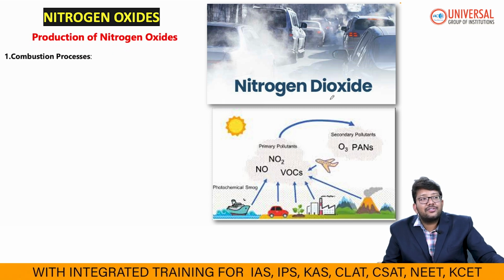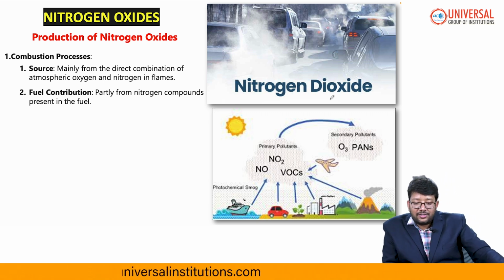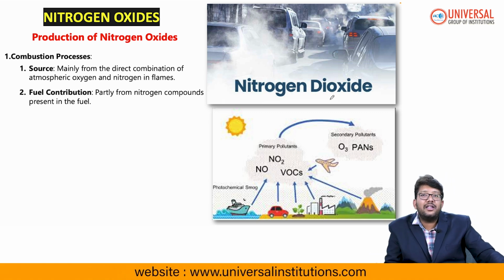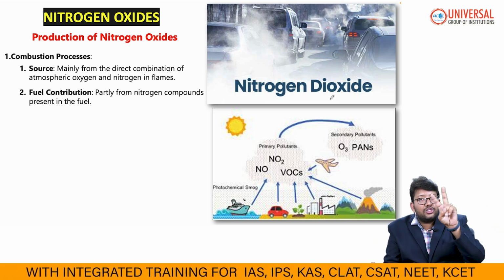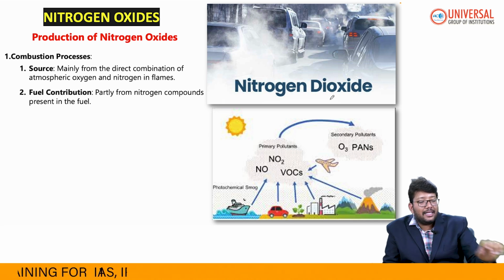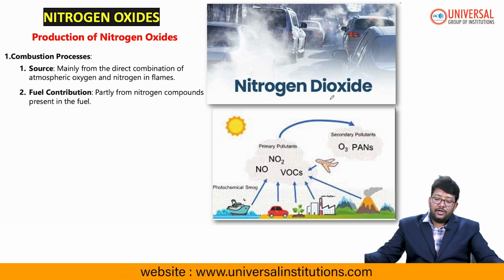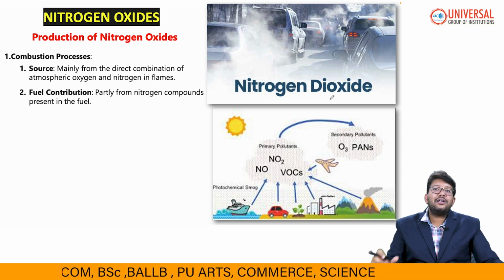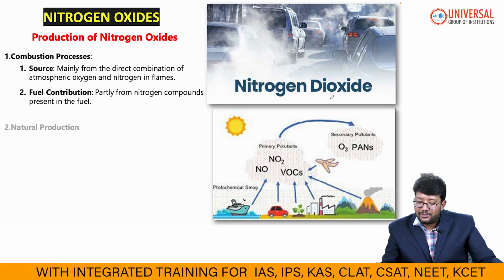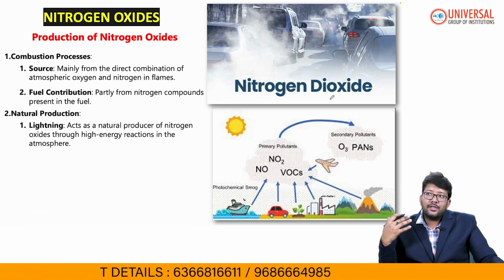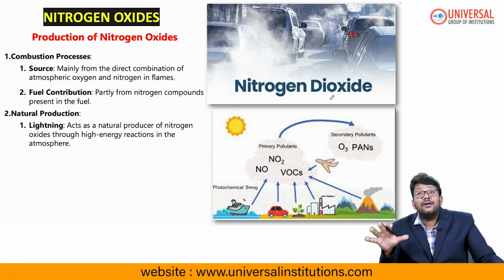So how are nitrogen oxides produced? Through direct combustion of atmospheric oxygen and nitrogen in flame. Suppose something is burning, and nitrogen and oxygen both are present in the flames. If N and O combine, that's how nitrogen oxides are formed. There are NO2, NO3, many oxides. These nitrogen compounds are generally present in the fuel. Fuel can be in industries as well as in vehicles. So the manual, anthropogenic production is in industries and vehicles.